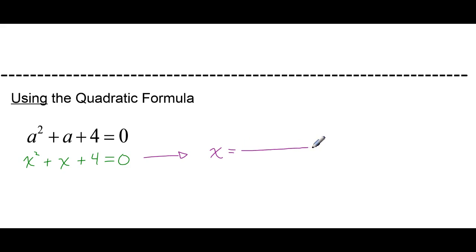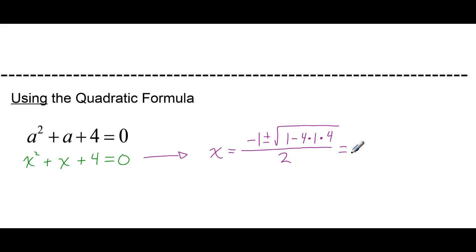So, plugging into that quadratic formula, we're going to have negative b. And remember, if you don't see a coefficient, the coefficient is 1, so b is 1 here. So negative 1 plus or minus, and the big messy square root, b squared, well, 1 squared will be 1, minus 4 times a, which is 1, times c, which is 4, divided by 2 times a. Well, a is 1, so 2 times a is 2.